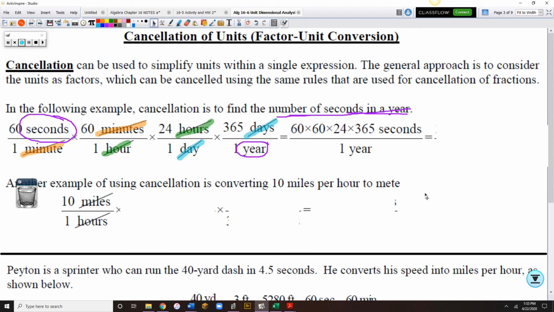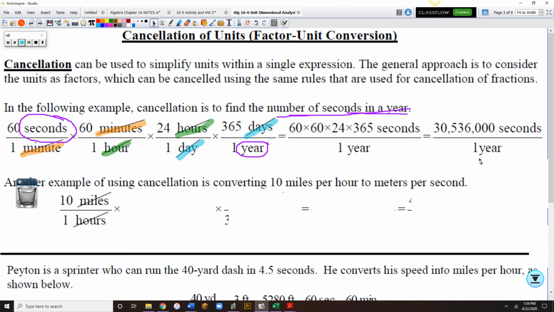So now what we're going to do is take all the numbers that are on top, 60, 60, 24, 365, and all the numbers that are on the bottom, which are all 1's in this case. We're going to multiply all the top numbers together and get an answer. The bottom is just 1, okay? And then the last piece of the puzzle would be to divide that out. It didn't divide that out because we're only dividing by 1, okay? So there are 31,536,000 seconds in 1 year, okay?